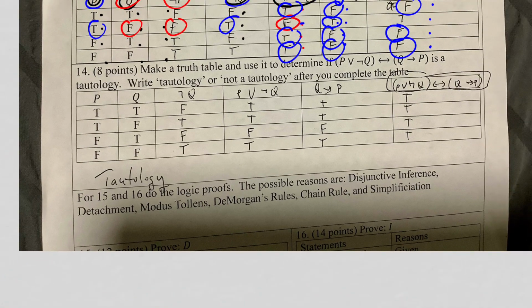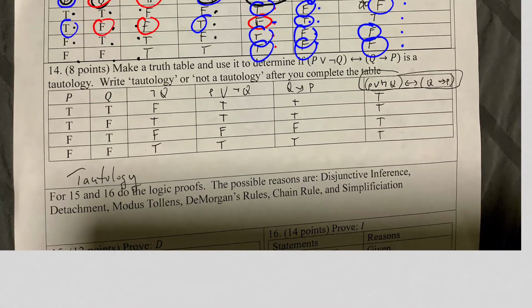Now for this one, to create the truth table, I need a column for this, which I have here. I need a column for this, which I have here. And since this one here has a not Q, I also made a not Q column. Not Q is the opposite of Q, so Q is true, false, true, false. So this is false, true, false, true. P or not Q, I'm taking these two columns, and I'm looking for a place where they're both P or not Q.